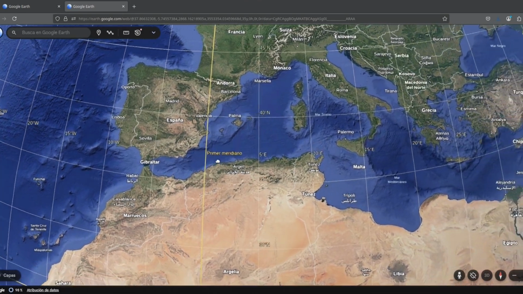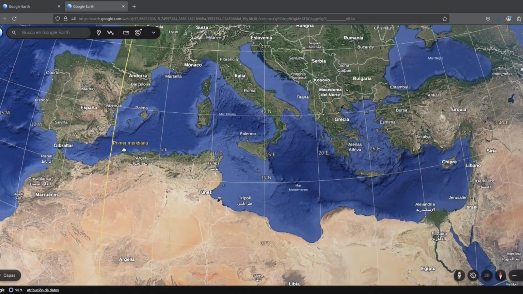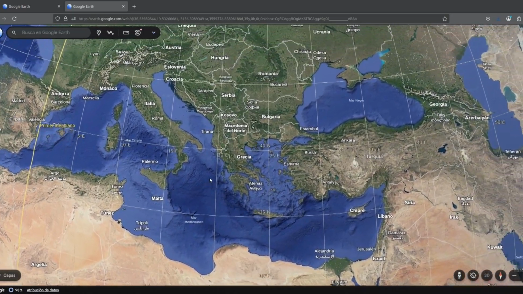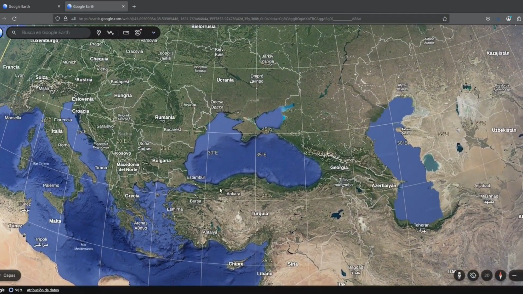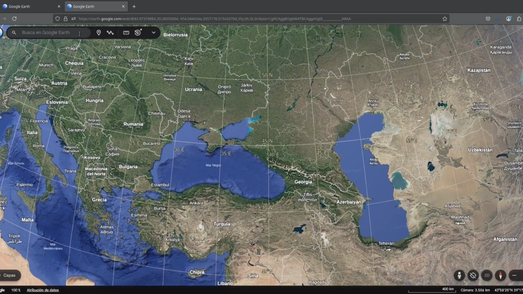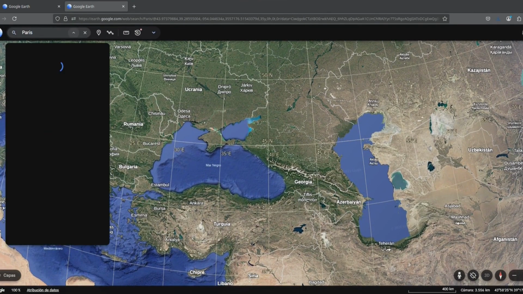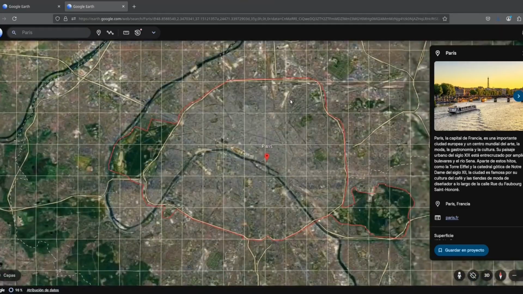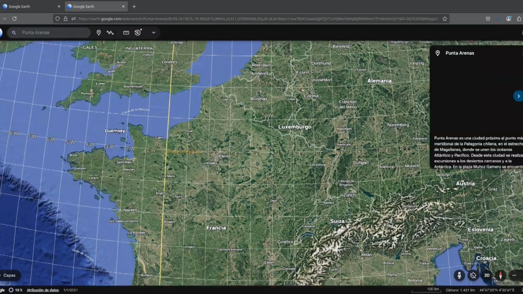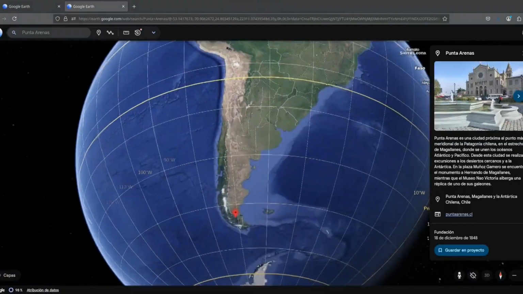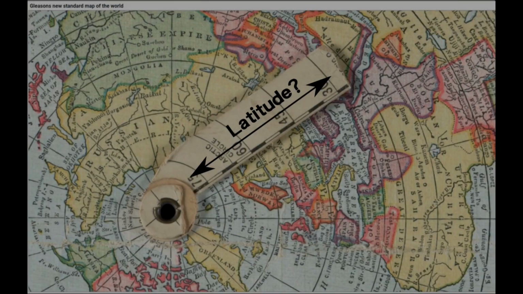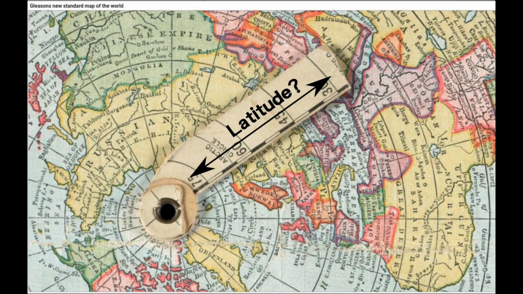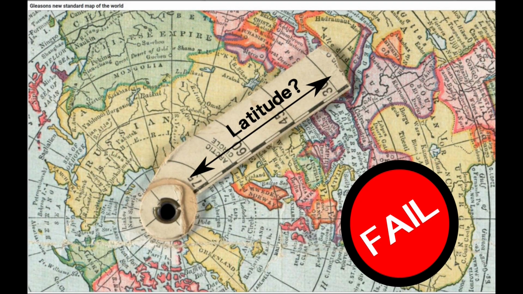Sure, we all know latitude and longitude refer to a position on the surface of the Earth, and we are so used to them that we don't think about what latitude and longitude really are. Why are the latitudes of the poles 90 degrees? Why is Paris at 49 degrees north or Punta Arenas, Chile at 53 degrees south? Even Gleason's map uses the same latitude as the globe Earth. But it's wrong. Latitude is totally meaningless in a flat Earth.